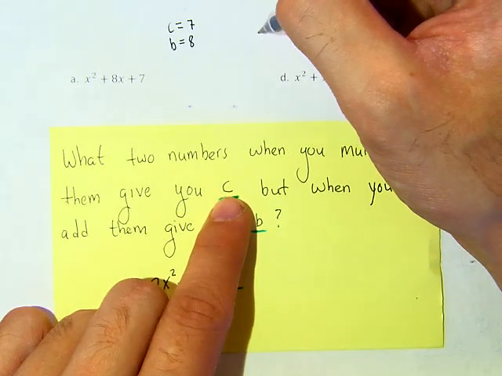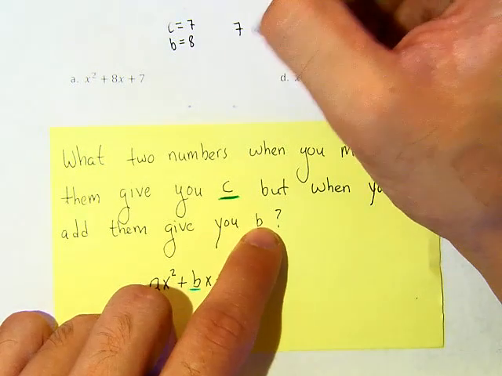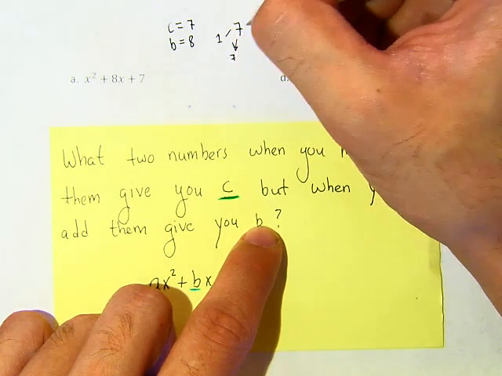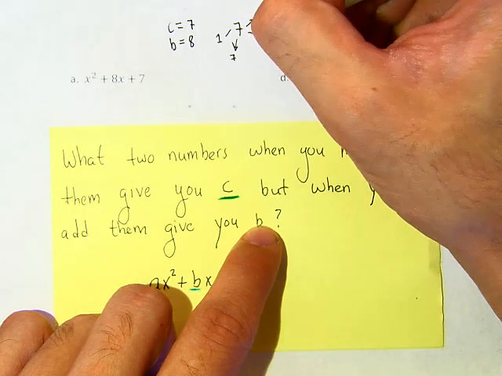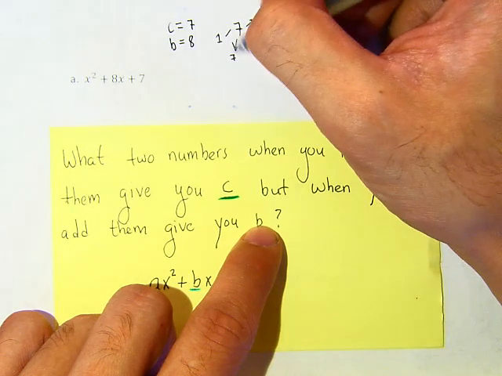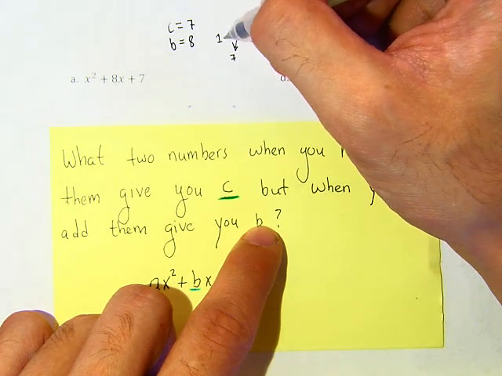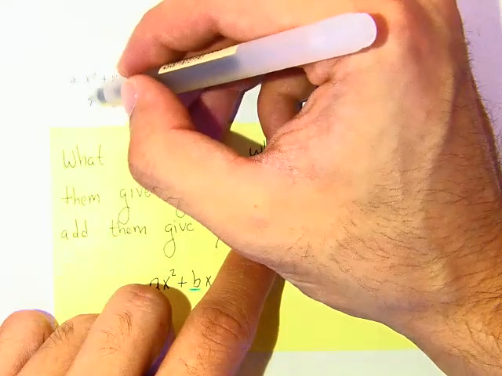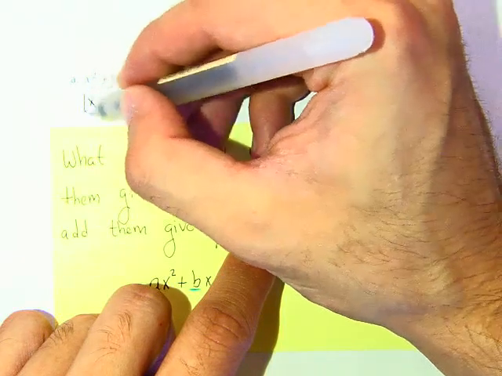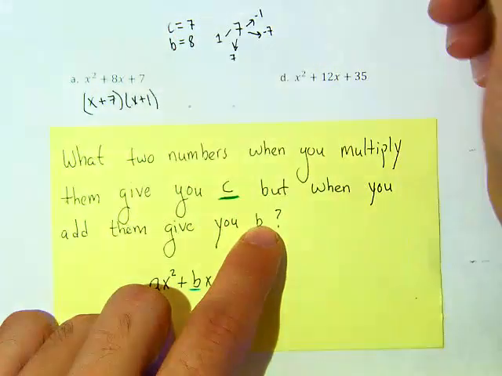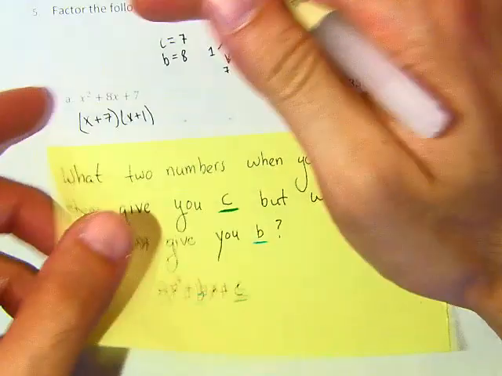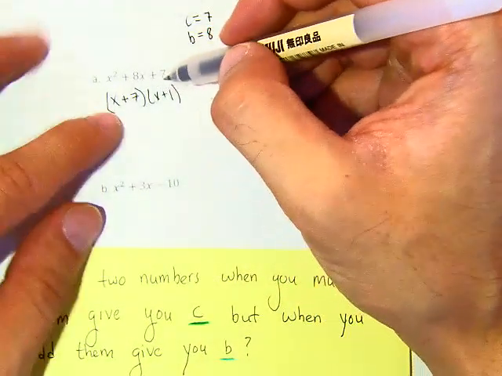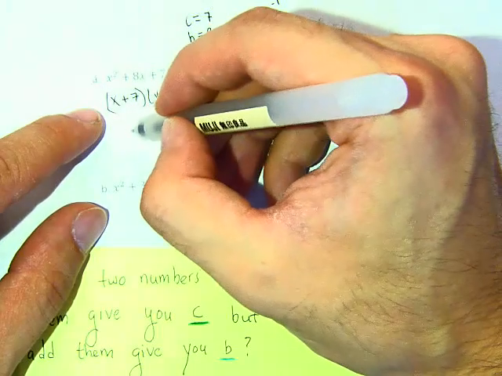Okay, so let's see, how do you get 7 with multiplication? You only get 7 with 1 and 7, or I could also use -1 and -7. That also works. But it's just 1 and 7, because 1 times 7 is 7, and 1 plus 7 is 8. So then this factors to x plus 7, x plus 1. Okay? And then how do I know that this works? Because if I actually FOIL this, I should get the original, and it does work.